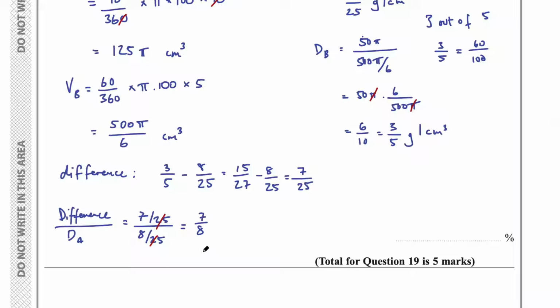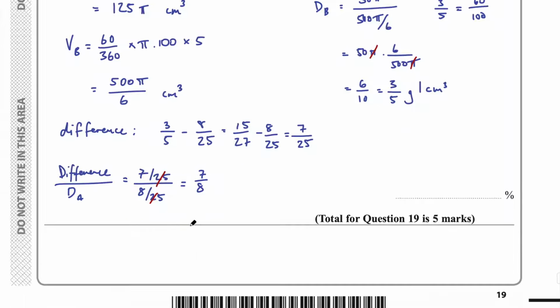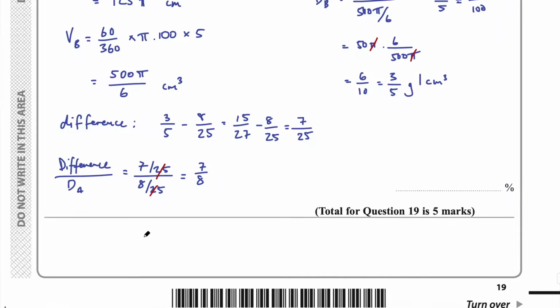Now I need to change that into a percentage. One way to do it is just to do a long division. I don't know, maybe you have a simpler method, but this is the way that I went with. So divide 7 by 8, and that'll give you some decimal amount which you can change to a percentage.